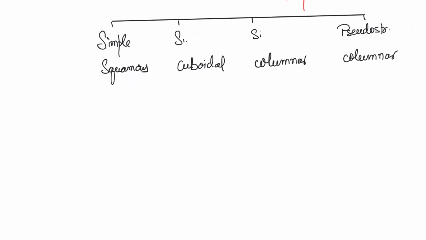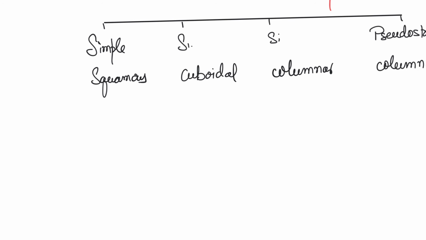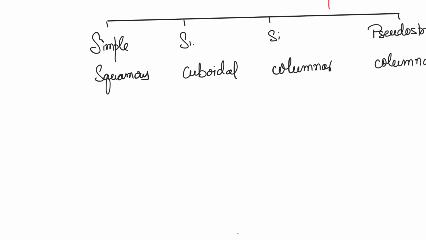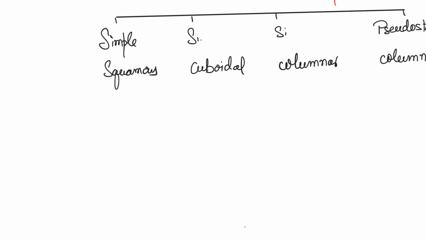So let's get started with simple squamous. As you already know, the characteristics: it's flat, thin cells. Now what can flat thin cells function for, right? Absorption or exchange, right? Because it's flat and thin, it could be easily traversed.